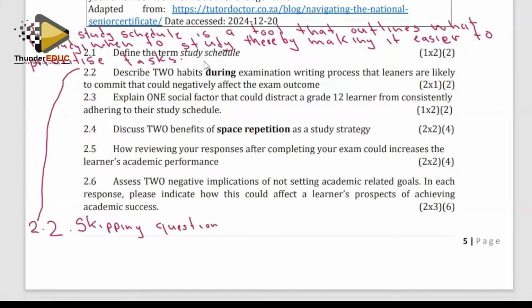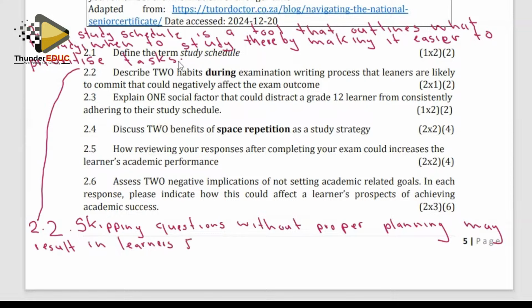Skipping questions without proper planning may result in learners forgetting those questions. They might forget the questions which they skipped altogether, or forgetting to answer those questions. And running out of time to complete those questions.